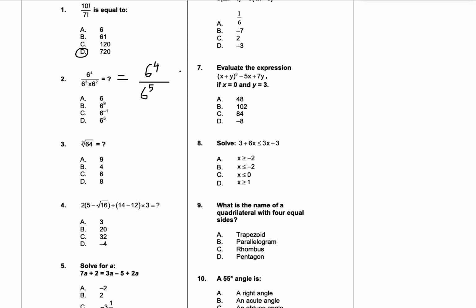And then whenever you're dividing numbers with the same base, you can subtract the exponents. So for this one, it'll just be 4 minus 5, and so we should get 6 to the negative 1, which could also be rewritten as 1 over 6. In this case, this value can be found in the answer options, and so we'll pick C for this one.